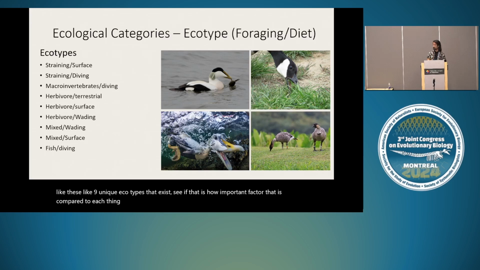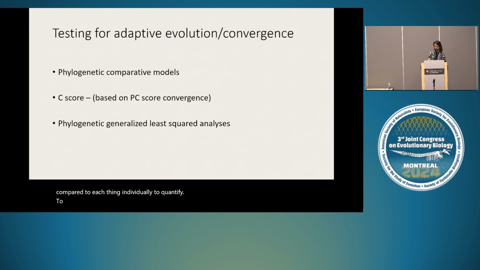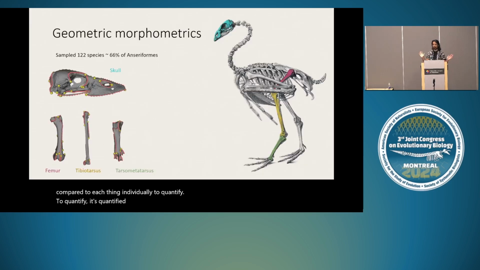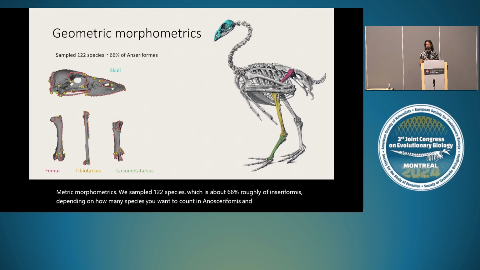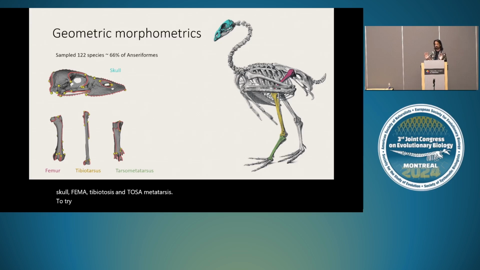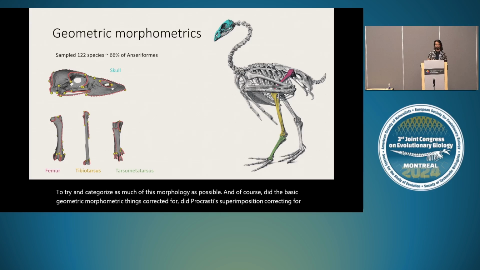To quantify shape, we did geometric morphometrics. We sampled 122 species, which is roughly 66% of Anseriformes, depending on how many species you want to count in Anseriformes. And we landmarked the skull, femur, tibiotarsus, and tarsometatarsus to try and categorize as much of this morphology as possible. And of course, we did the basic geometric morphometric things, Procrustes superimposition, correcting for size, location, and rotation.